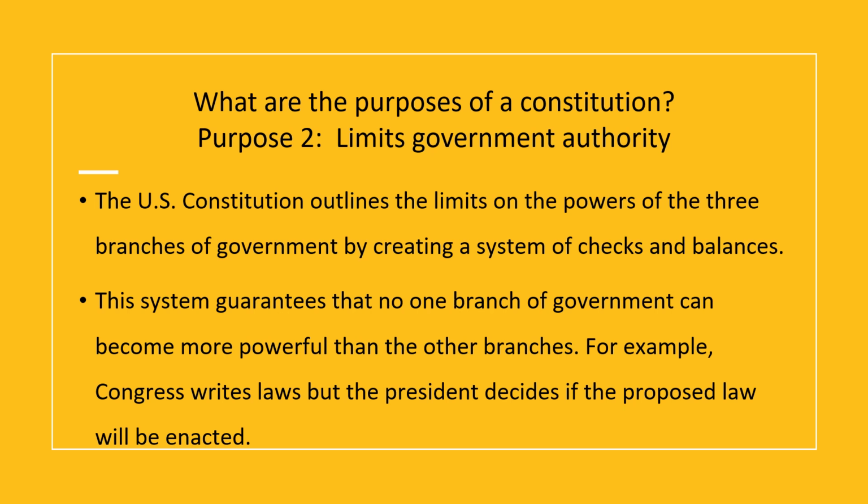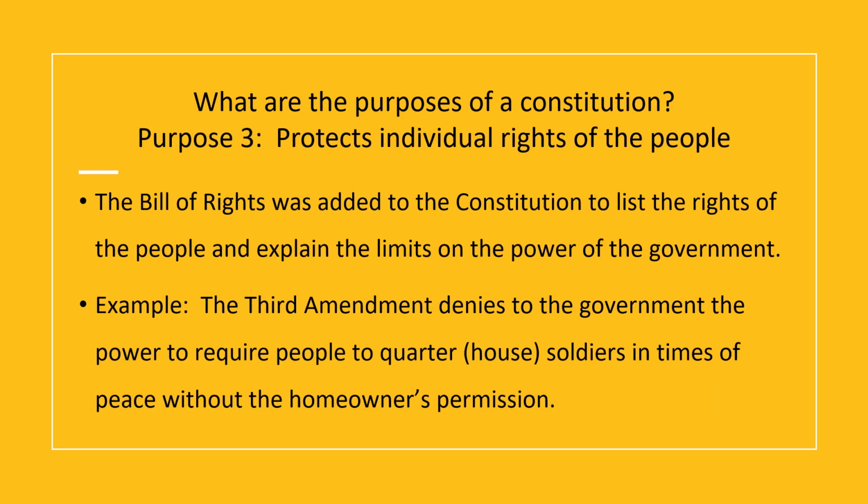So there's a separation of powers system that separates the legislative from the executive branches that then enables checks and balances. It is very important that we remember that checks and balances are not the same as separation of powers. Separation of powers are in place that enable checks and balances. They're not the same. What about Purpose 3? Purpose 3 focuses on protecting the individual rights of the people. The Bill of Rights was added to the Constitution to list the rights of the people and explain the limits on the power of the government.